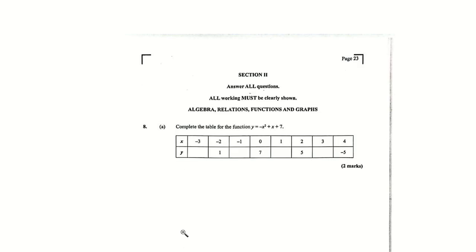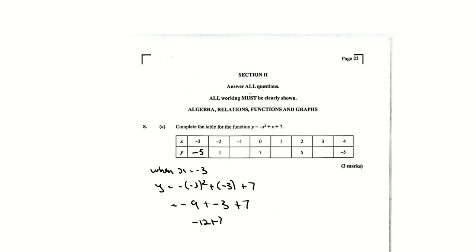Let's pay attention. So when x is equal to minus 3, y would be minus (minus 3) squared plus minus 3 plus 7, which would be minus 3 threes are 9, plus minus 3, plus 7. Minus 9 minus 3 is minus 12. Minus 12 plus 7 is minus 5. So this is minus 5 here.